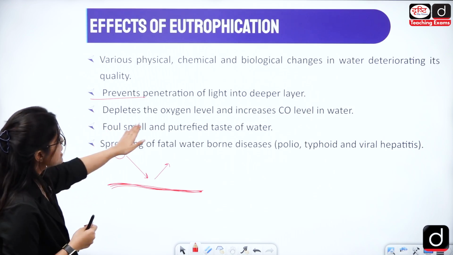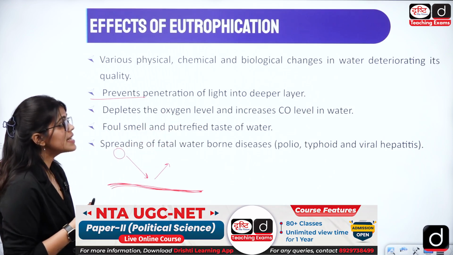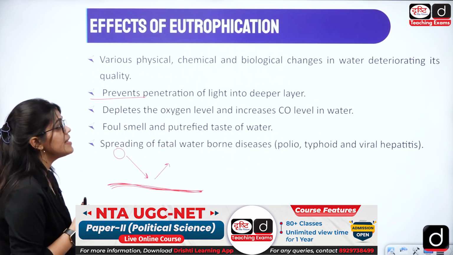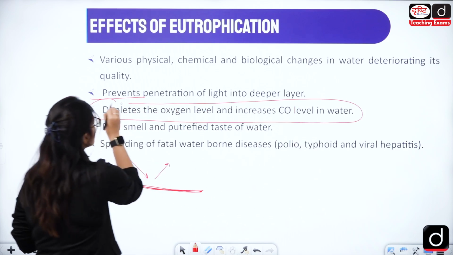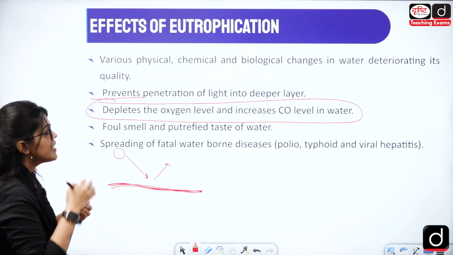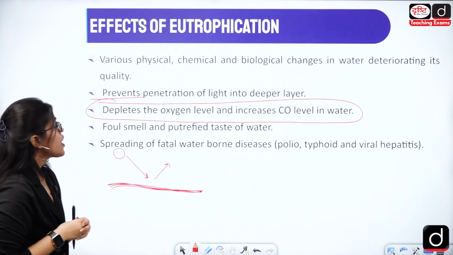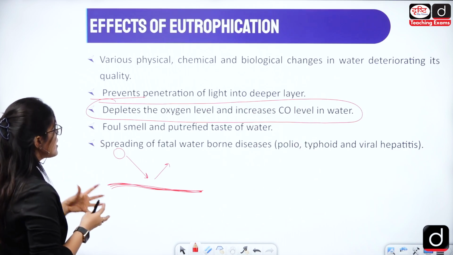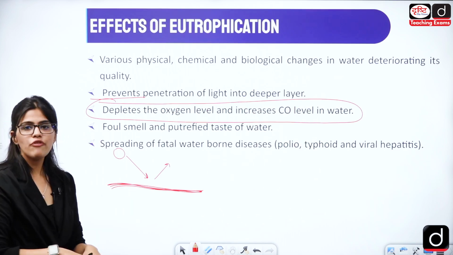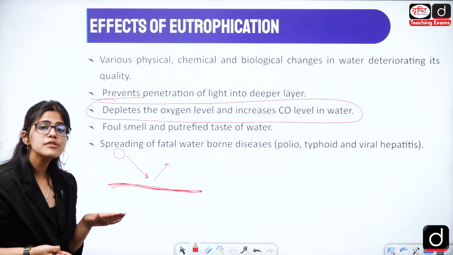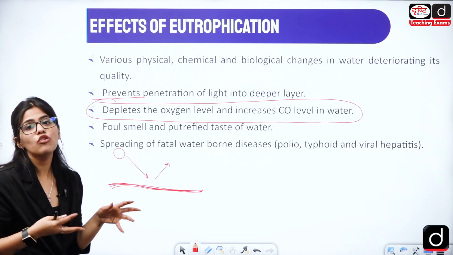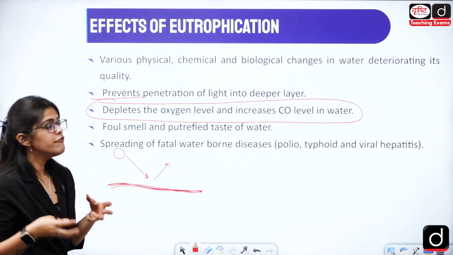Then it depletes the oxygen level and increases the carbon dioxide level in the water, and this is a very important effect. Also, a lot of times this statement comes directly in your exam. Whenever eutrophication happens, there will always be a depletion of oxygen and the CO2 will increase. This imbalance will also be a major cause of the death of the water flora and fauna.